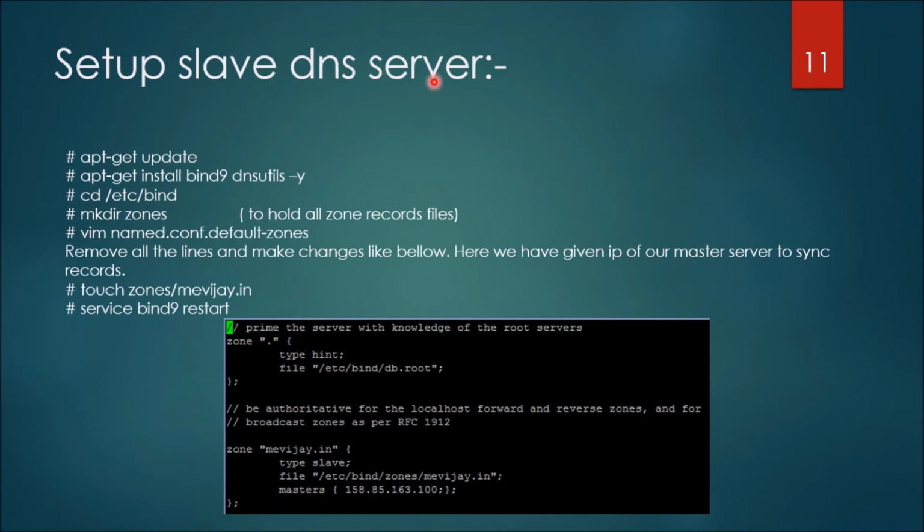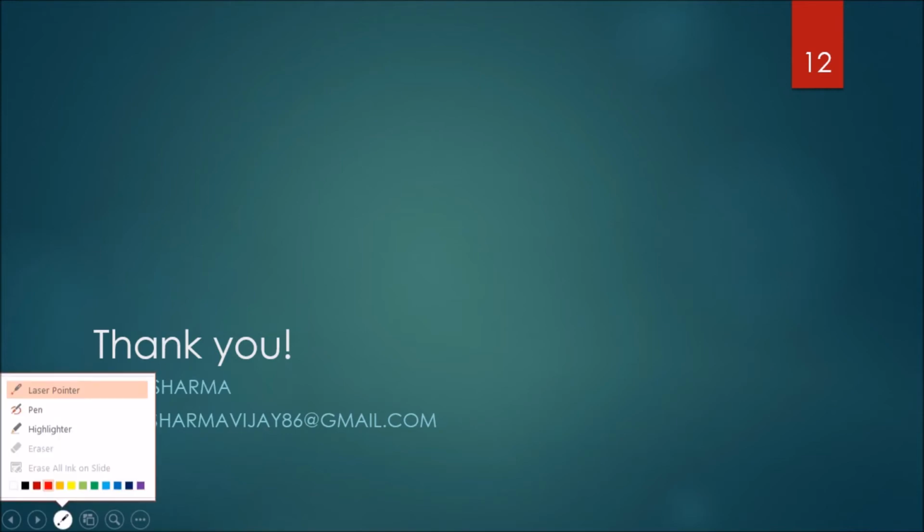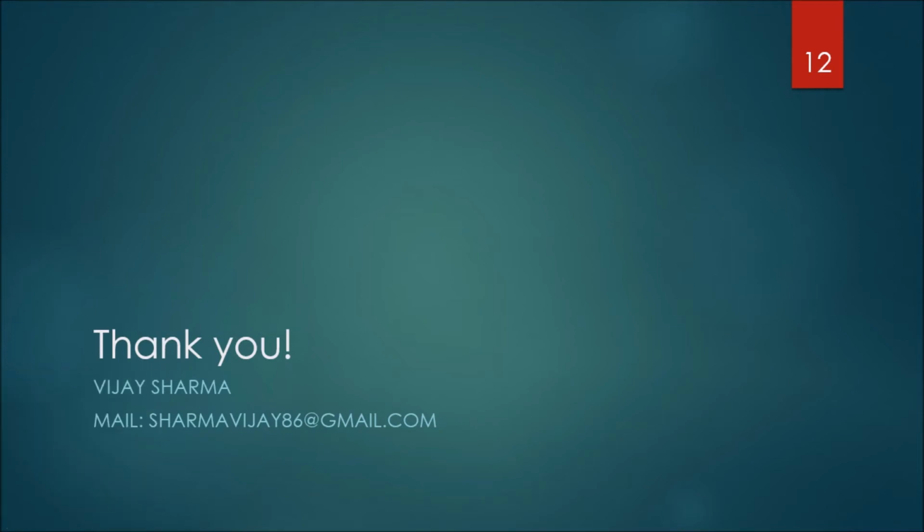So now the master server, by restarting the service, the master server has been set up, and now we'll move to the slave DNS server. The process is the same, nothing is different, but only in the named.conf.default-zones file, and you can see here that the type is slave in this file now, and we will define masters, which are the master DNS server's IP, so that this is a slave and it can sync. All right, thank you, this slide is over, and now we'll move to the practical session.